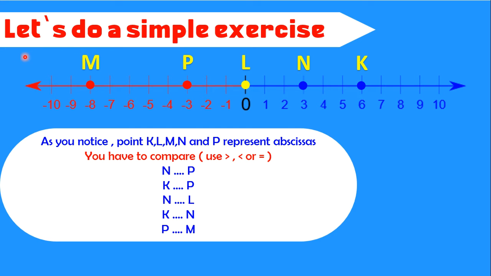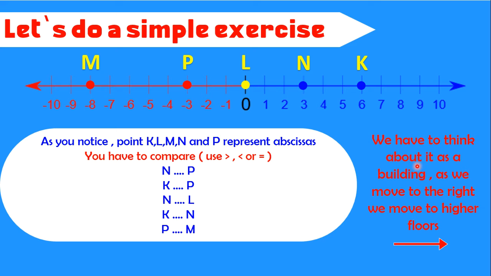Let's do a simple exercise. Notice that we have here an axis of abscissa. As you notice, points K, L, M, N, and P represent abscissas. Each point represents a certain abscissa. You have to compare, using greater than, less than, or equal to fill these blanks. We have to think about it as a building. As we move to the right, we move to higher floors. I will give you some time.